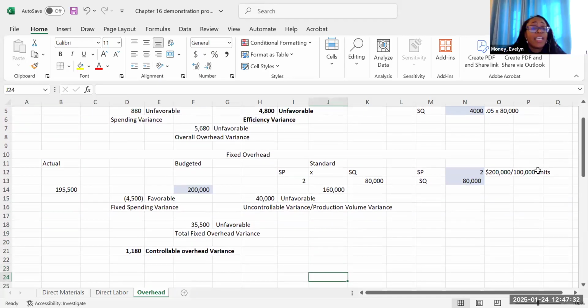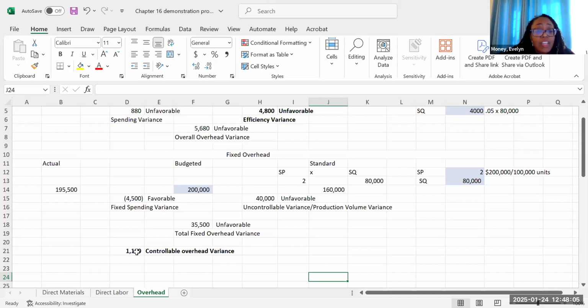So now we can see, as far as the spending variance, we came in under, and we're happy about that. As far as the uncontrollable variance, we don't really care. We budgeted for 200,000, but we actually produced 80,000. I would expect this to be lower. That's totally fine. When it comes to comparing the budgeted to the standard, don't worry about this one. It's uncontrollable anyway. It's the production volume variance.